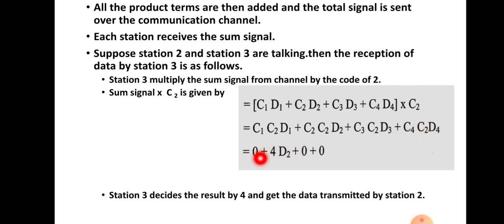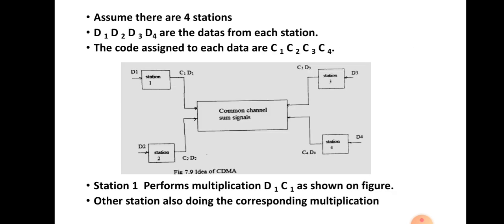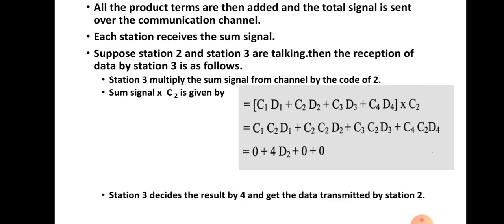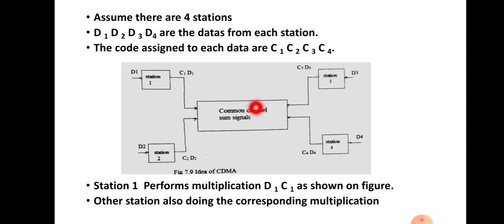So what is the result? The result is 4D2, the data transmitted from station 2 multiplied by 4. That is the result obtained at station 3, so station 3 divides the result by 4 and gets the data transmitted by station 2. This is the way CDMA works. The channel has all the signals and we have to use orthogonal codes, and then only we can retrieve the data by using multiplication. This is the way station 2 and station 3 are communicating.